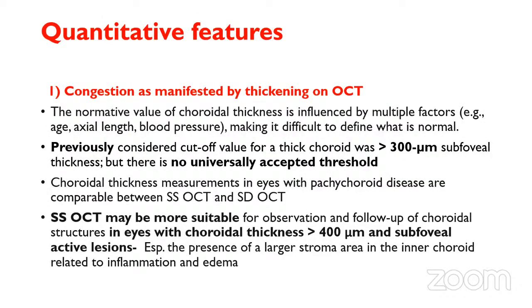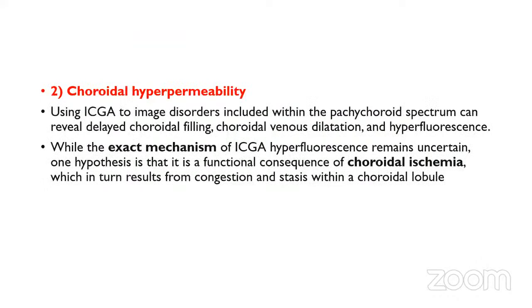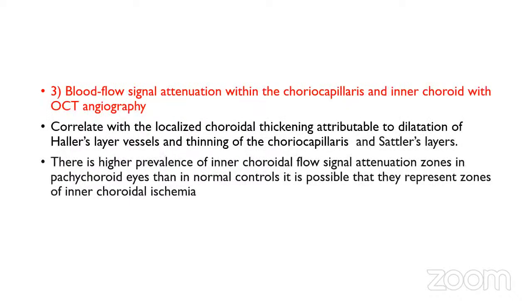Second quantitative feature is choroidal hyperpermeability. Using ICGA to image the disorders, it can be seen that pachychoroid spectrum can reveal delayed choroidal filling, choroidal venous dilatation, and hyperfluorescence. Exact mechanism remains uncertain, but one underlying hypothesis is that functional consequence of choroidal ischemia results in congestion and stasis of the choroidal lobule. Third quantitative feature is blood flow signal attenuation within the choriocapillaris and inner choroid with OCT angiography. This can be correlated with localized choroidal thickening attributed to dilatation of the outer Haller's layer vessels and thinning of choriocapillaris and Sattler's layers.